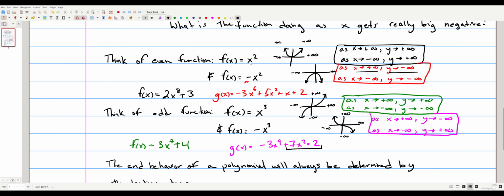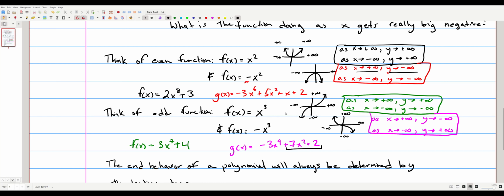If the leading term is an even power and it has a positive number in front of it, the end behavior is going to match the upward facing parabola. If the leading term is even, but it has a negative coefficient, it's going to have the same end behavior as the downward facing parabola. If the leading term of our polynomial has an odd power, but a positive coefficient, it's going to have the end behavior of x cubed. So as x approaches positive infinity, it'll go to positive infinity, and as x goes to negative infinity, it will come down to negative infinity.